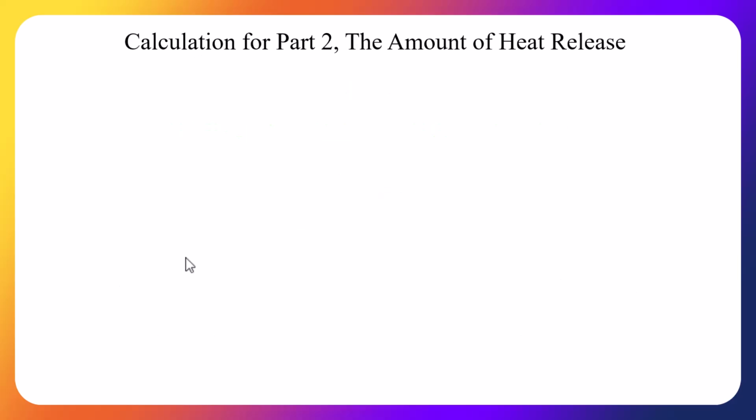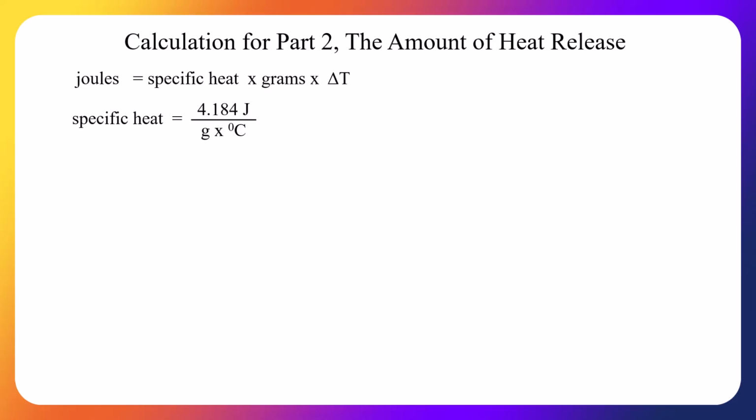Now we're going to calculate the amount of heat released for part 2. Once again, we know the joules equals specific heat times grams times delta T. Specific heat for water would be 4.184 joules per gram per Celsius. Now we use 50 milliliters of water, 25 from the HCl, 25 from the sodium hydroxide, a total of 50. So to find out the grams, we just multiply it by the density, and that will be your answer for number 9.